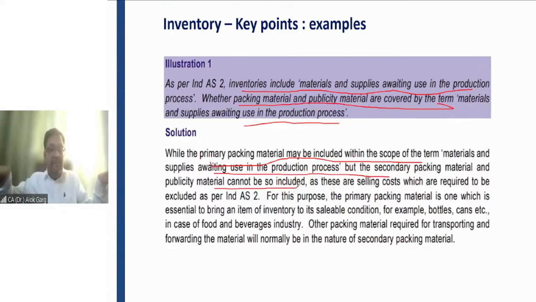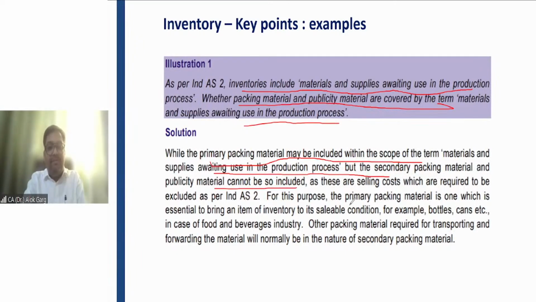But the secondary packing material, for example, when this milk is reaching the warehouse or the shopkeeper, probably these packets are stored in a big container, in a big box. So that is a secondary material, and that secondary material is not considered as an inventory. It is a selling cost. I hope you have understood the meaning of primary material and secondary packing material.